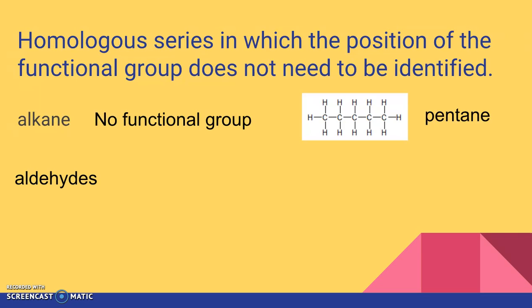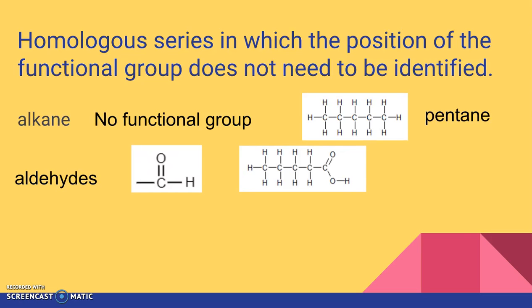The same goes for the aldehydes. Now we know that the functional group for the aldehydes will always be at the end of the chain, so there's no way in which we can write it at the wrong place. So when we name an aldehyde, we'll just have pentanal without any indication of where the functional group is.